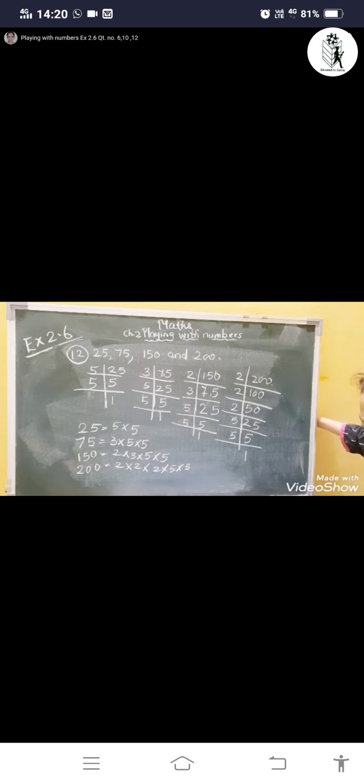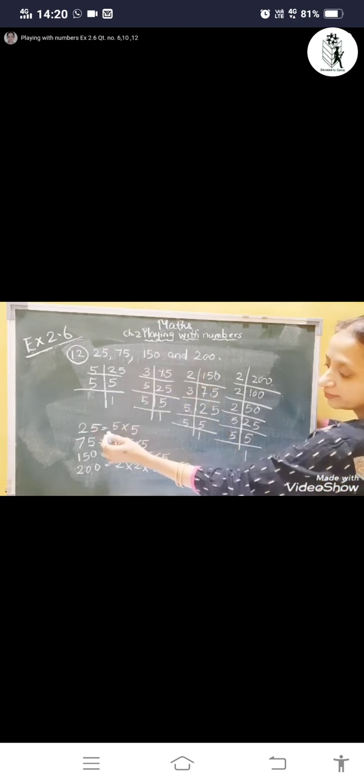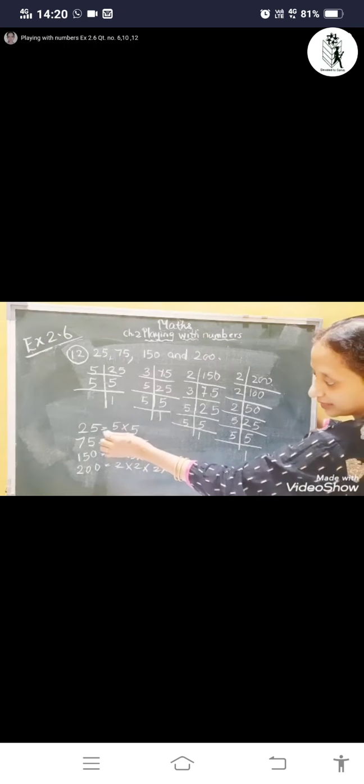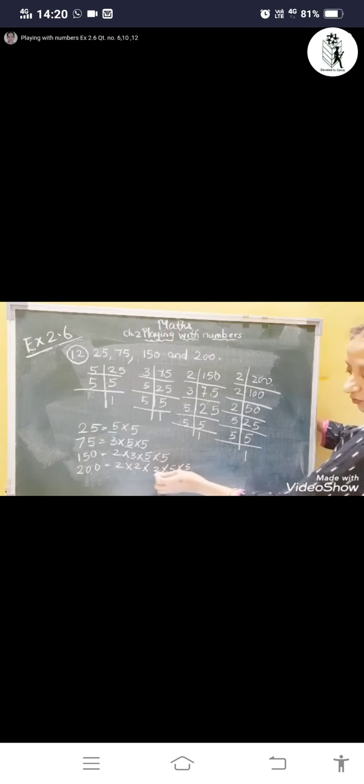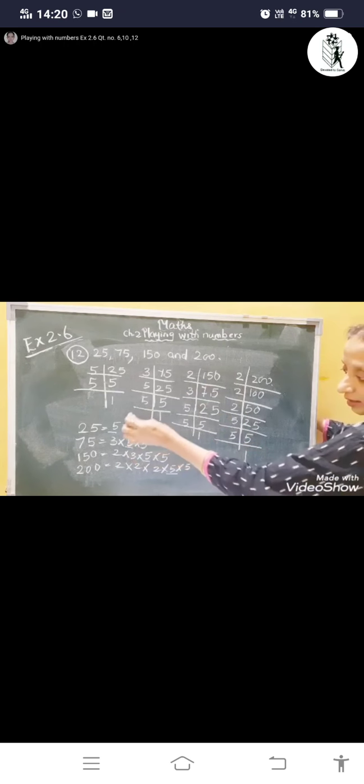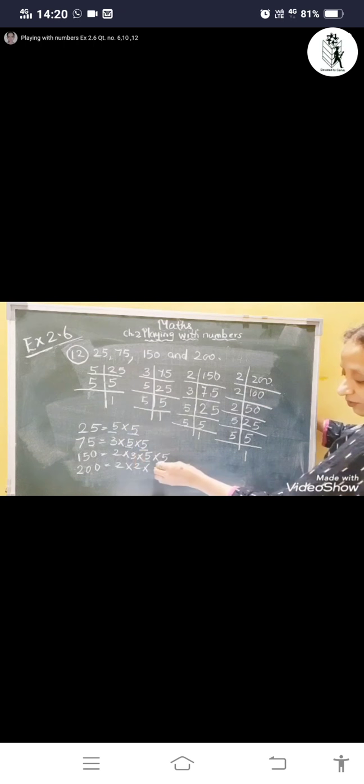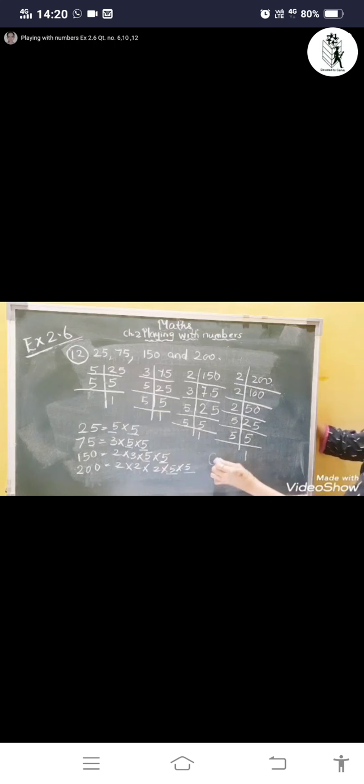Then we start taking the common factors. 5 is there in all 4 lines, and one more 5 as well. So our common factor was 5 and one more 5. When we multiply both, we get the HCF. 5 into 5 is equal to 25. So this is the HCF of all the 4 numbers, and the HCF is 25.